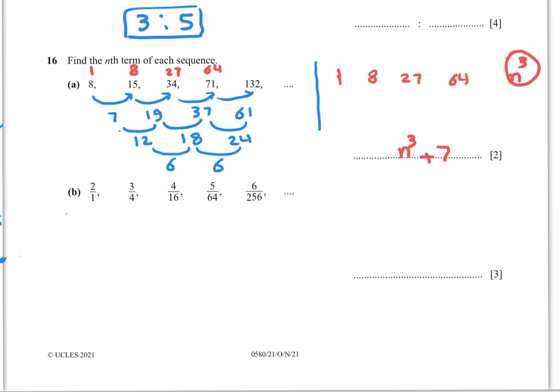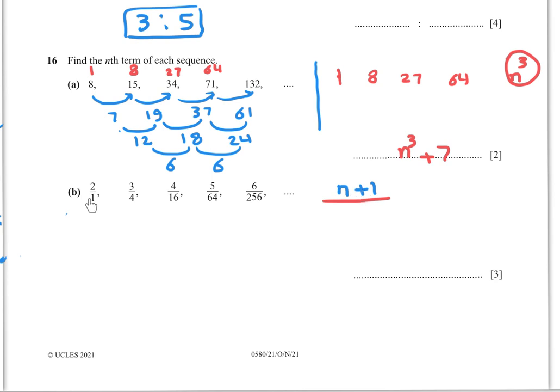Now the second sequence: 2 over 1, 3 over 4, 4 over 16, 5 over 64, and so on. Look at the numerator: 2, 3, 4, 5, 6, each time add 1. So the nth term for the numerator is 1n, because we add 1. If you go one step back, you have 1, so n plus 1. So the nth term for the numerator is n plus 1.